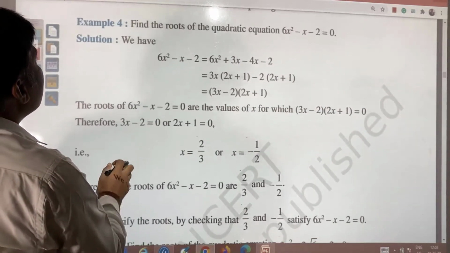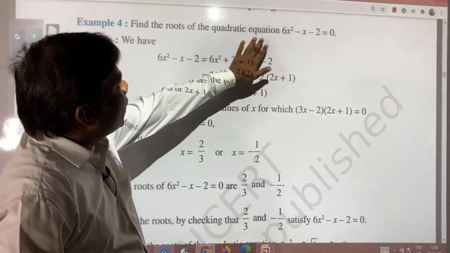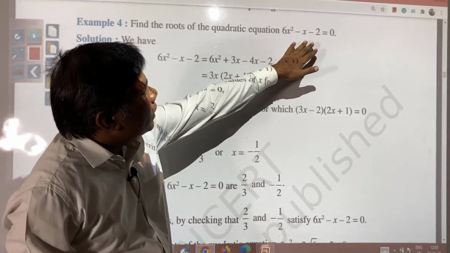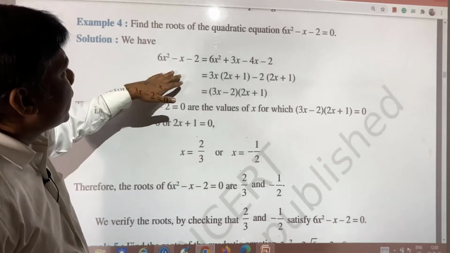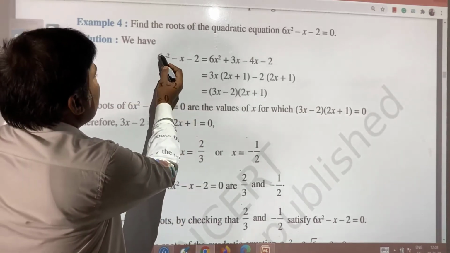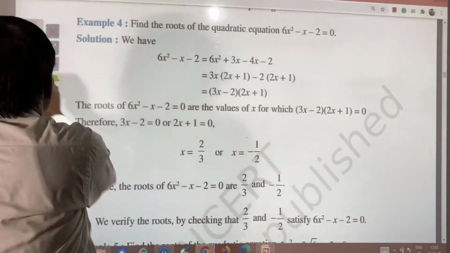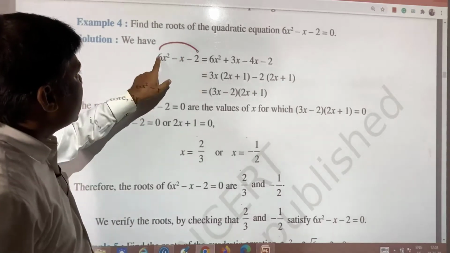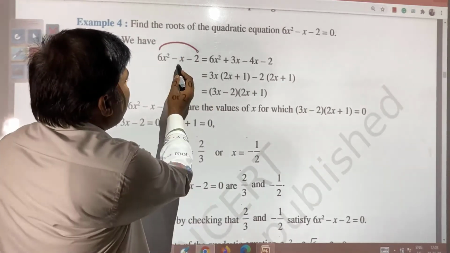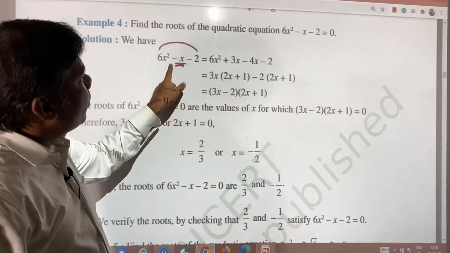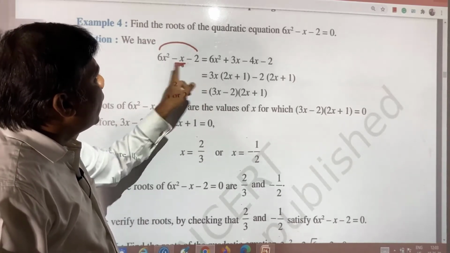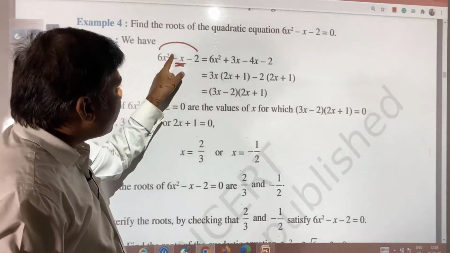Second example you see, find the roots of the quadratic equation 6x square minus x minus 2 is equal to 0. The same thing has been done. Here you see, first term and last term, if multiplied, you will get 12, 6 twos are 12. The middle term has been split in such a way that the product you should get is 12, and the sum you should get is minus x.